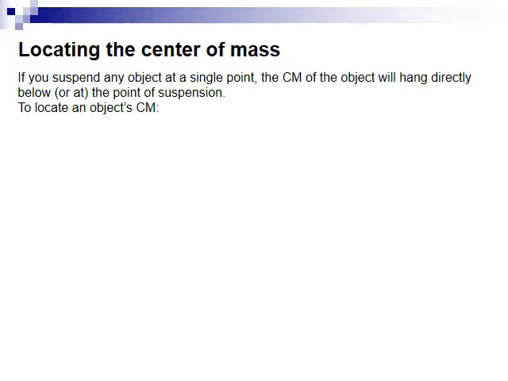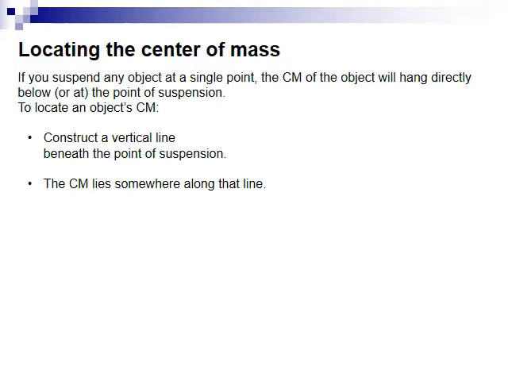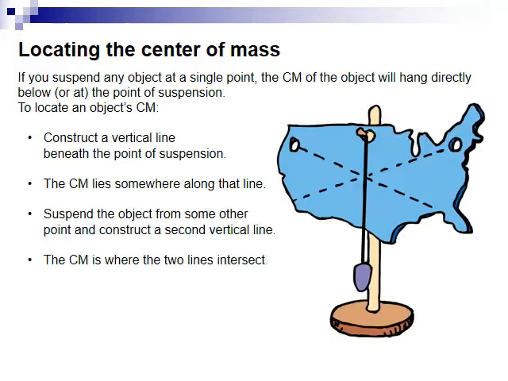Now, what if the object you are trying to locate the center of mass of is not uniform? Then we can use the fact that if you suspend any object at a single point, the center of mass of the object will hang directly below the point of suspension. So to locate the center of mass, you can construct a line beneath the point of suspension, and the center of mass lies somewhere along that line.